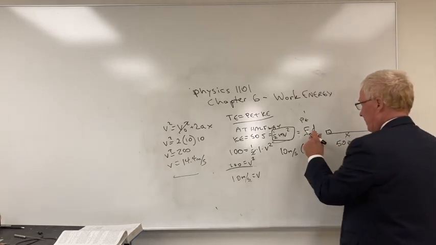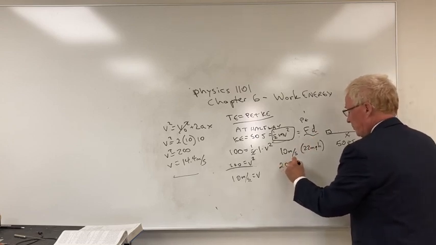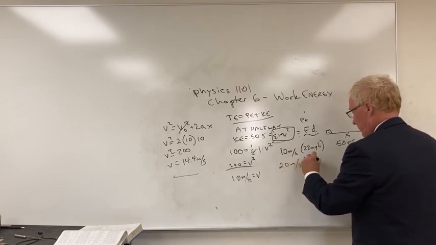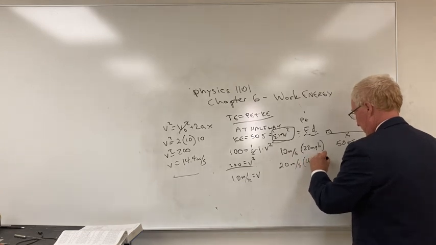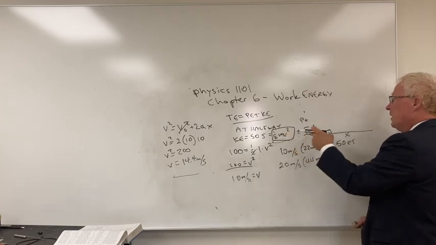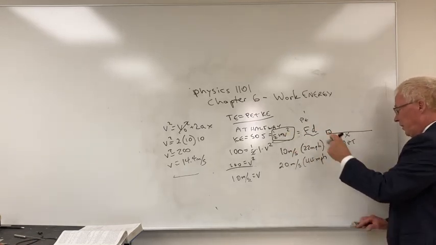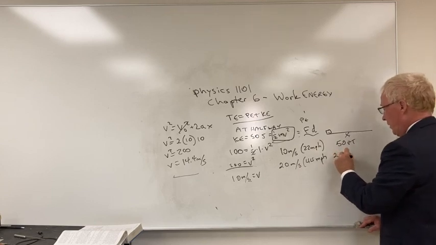If you double that speed to 20 meters per second, which is about 44 miles per hour, you double the speed, you quadruple the kinetic energy. That means this is 4 times as much. The braking force doesn't change. This will become 200 feet.